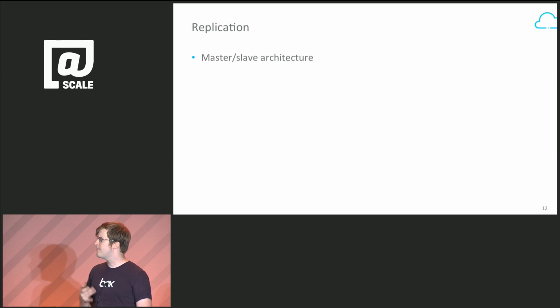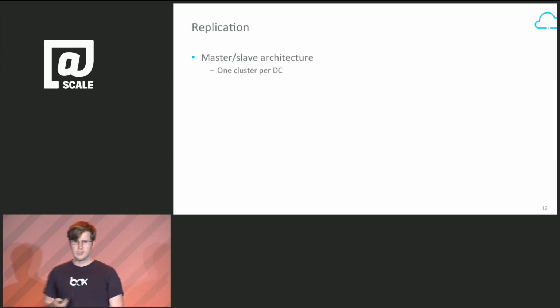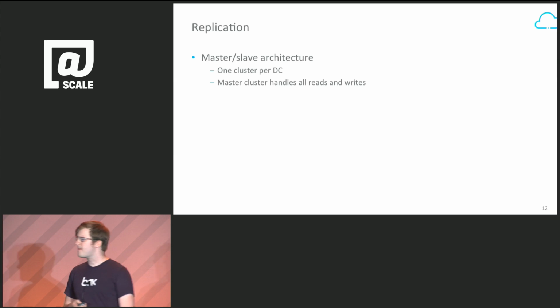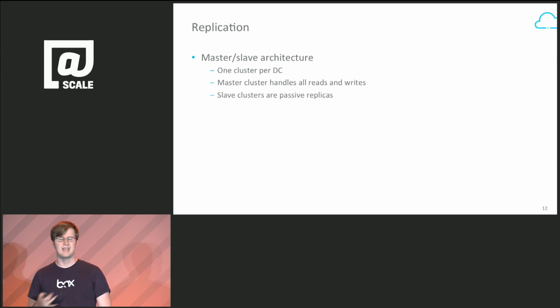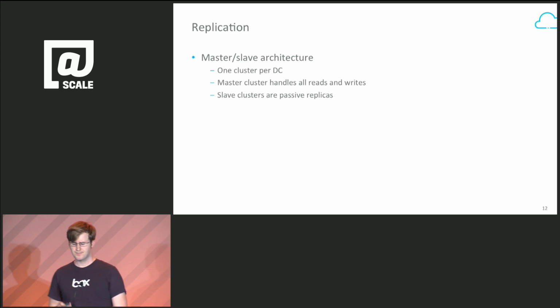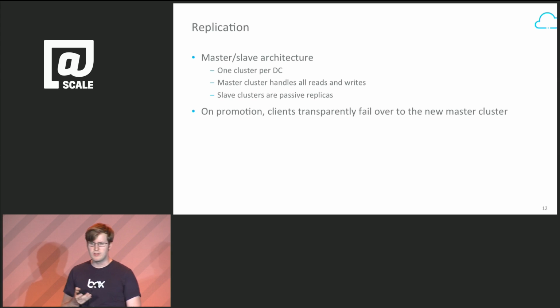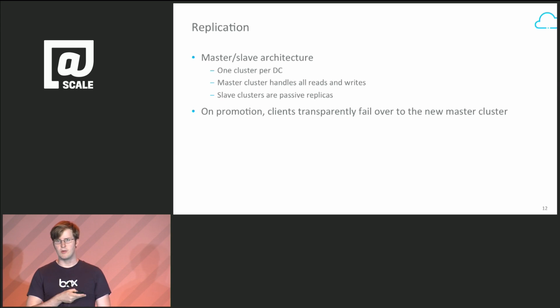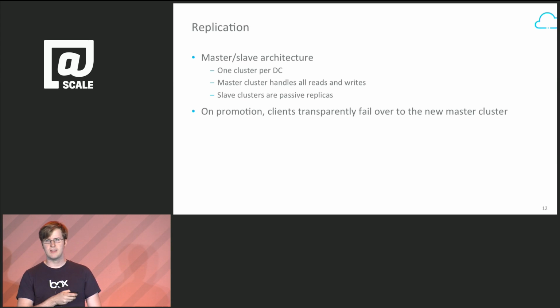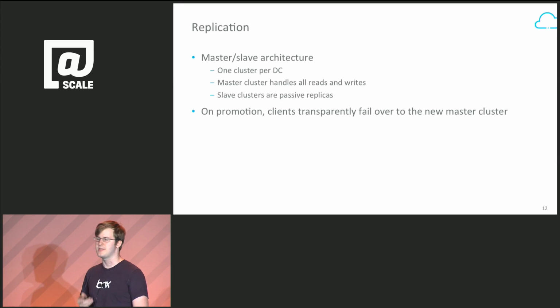So we have a basic master-slave architecture where we have 1 cluster per data center. The master cluster handles all reads and writes, and all our slave clusters are just passive replicas that are waiting to be promoted. And so when we do a promotion, we transparently fail all of our clients over to the new master cluster. What I mean by that is we take the clients who are issuing fetch requests with their particular stream positions against one master cluster. We'll start issuing those fetch requests from the same stream positions against the new master cluster.